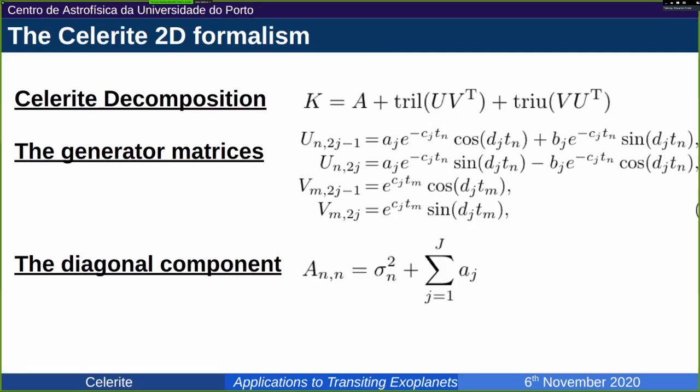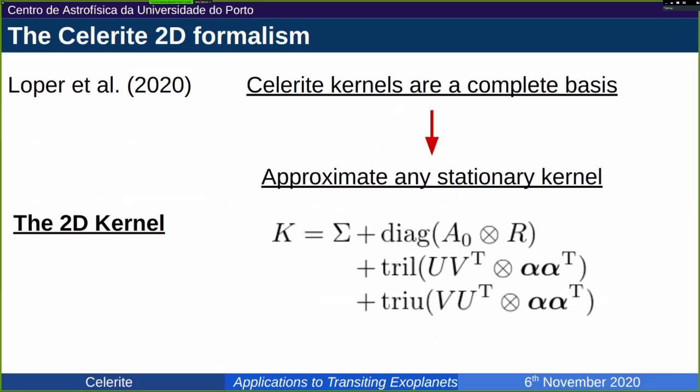The main thing to retain here from this expression is that the generator matrices are sums of products of exponential by sinusoidal functions, and can then be expressed with Celerite formalism. Foreman-Mackey et al. proved that Celerite kernels provide a complete basis for one-dimensional stationary covariance functions. Then these methods can in principle be used to approximate any stationary kernel. Now we are ready to decompose the 2D problem in terms of the 1D formalism.